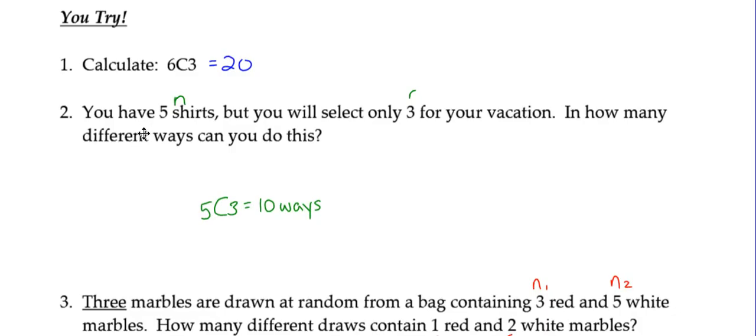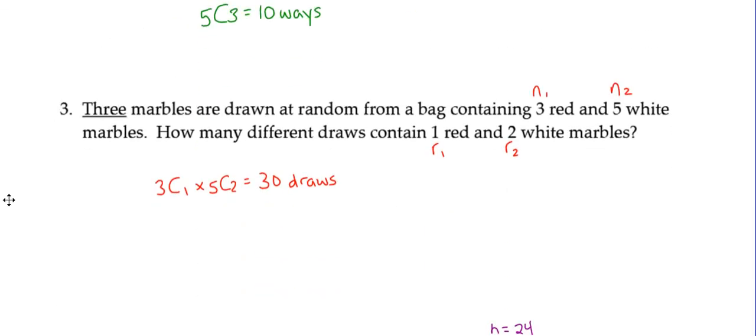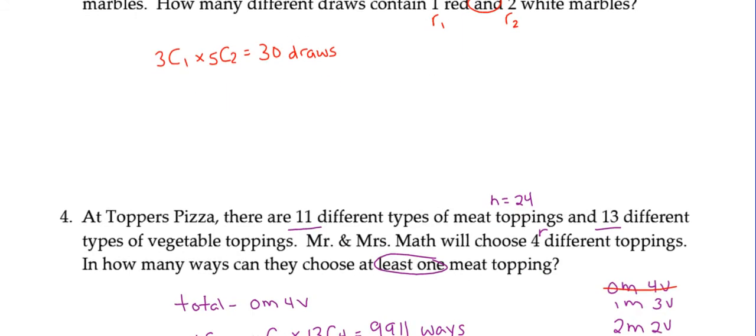Alright, welcome back to the video. So question 1 was a straight calculation question. Question 2, there were 5 shirts in total. You're going to choose 3 of them. Question 3, there's 5 red marbles, you're going to choose 1 of them. There's 5 white marbles, you're going to choose 2 of them, and it's an AND situation. So you're multiplying, that gives you 30.